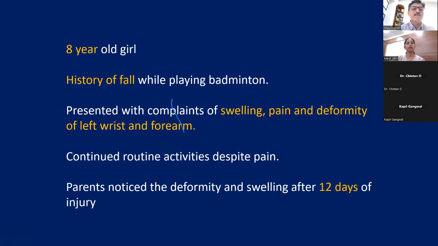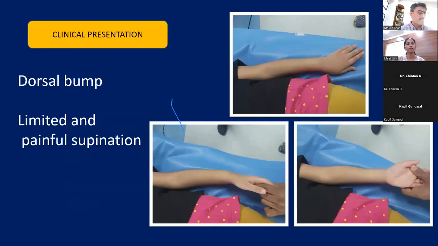So we have an 8-year-old girl presented with complaints of pain and swelling in the left wrist and forearm. There was a history of fall 12 days back. The parents noticed the deformity 12 days after the injury. And on clinical presentation, there was a dorsal bump and there was limited and painful supination.